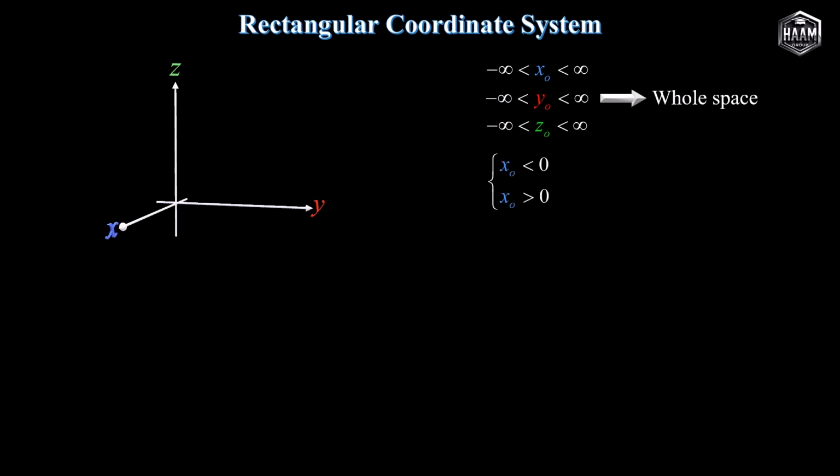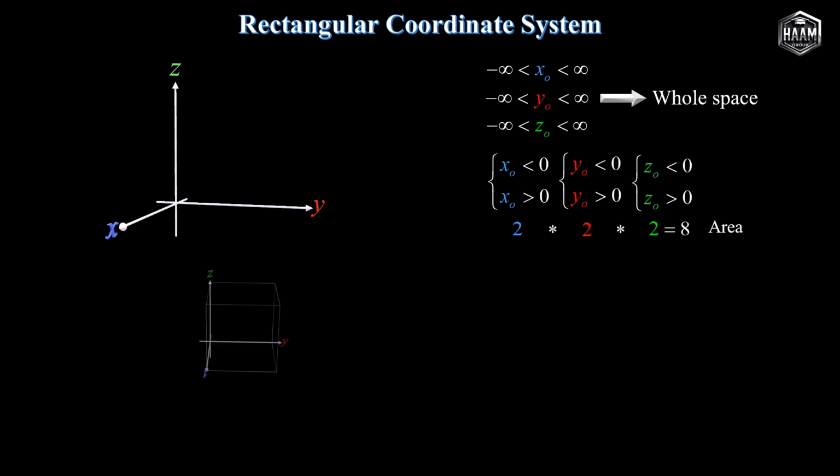x can be either positive or negative, likewise for y, likewise for z. Thus, each of the three coordinates has two possible signs, giving a total of 8 regions in space. That is 2 times 2 times 2. So, this coordinate system divides space into 8 regions. Let us now examine these regions one by one.